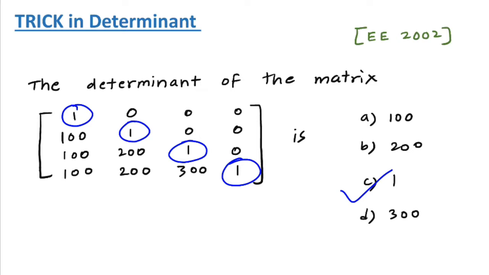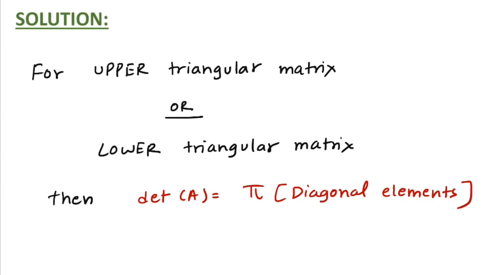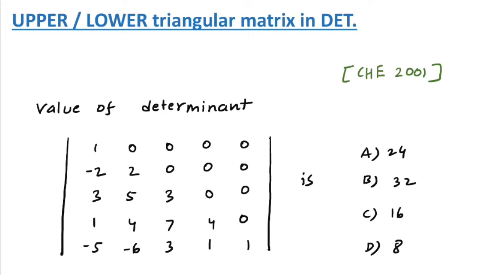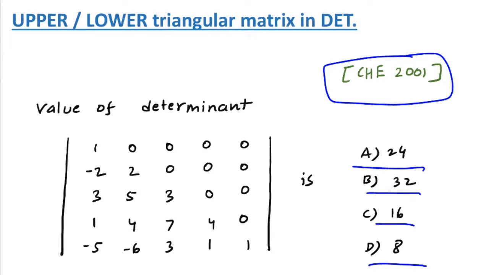Okay, so I guess you got the solution, and if you did, then there is a homework question for you. This is the homework question. The question was asked in Chemical 2001 Gate paper. Value of this determinant is equal to what? You have to comment the answer A, B, C or D, and you have to check whether method 1 or method 2 was beneficial. Solve this question by method 1 and method 2 and give timing as well: how much time it took when you solved the question by method 1 and how many seconds you spent solving the same question by method 2. So you have to give the answer with timing.